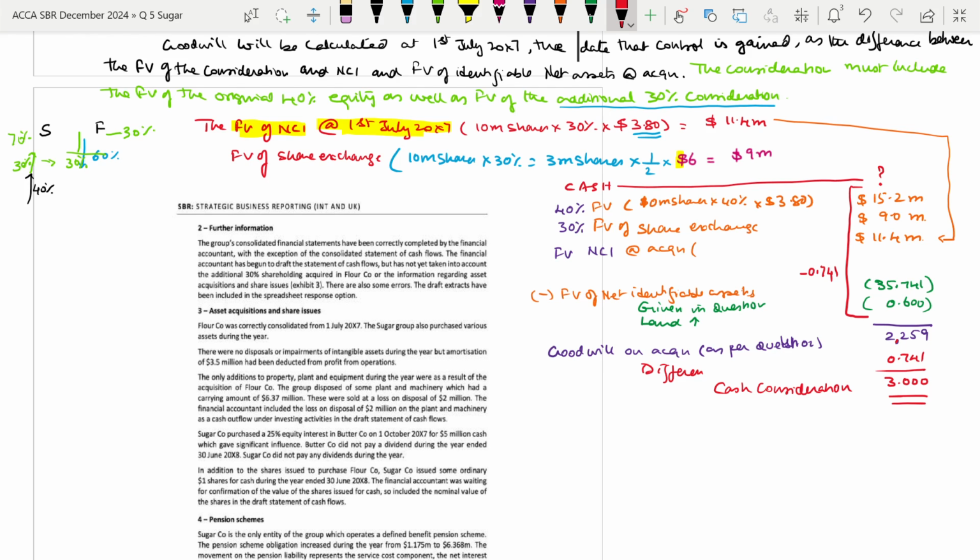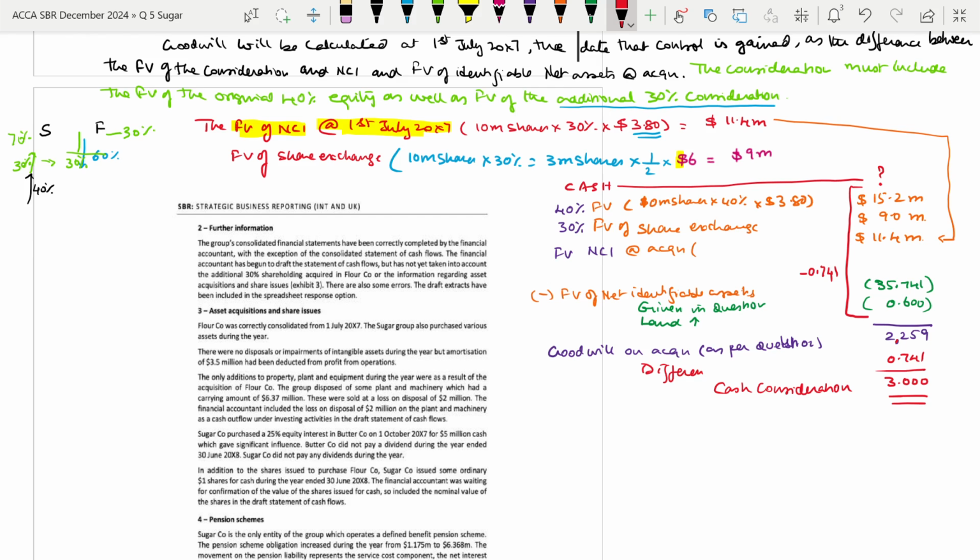How much is the cash? 3. Now you add 3 plus 15.2 plus 9 plus 11.4 minus 35.741 minus 0.6. How much will you get? 2.259. Okay, this is the goodwill. Are you clear about this? Yes. Okay.